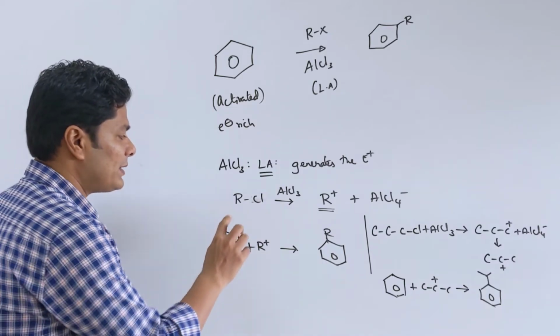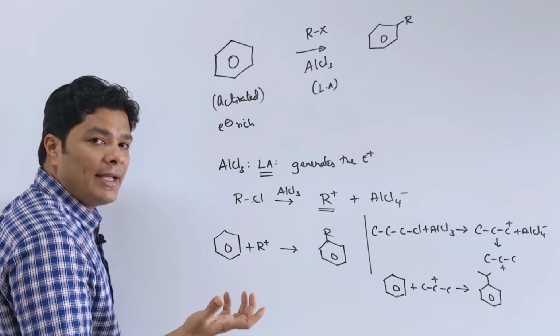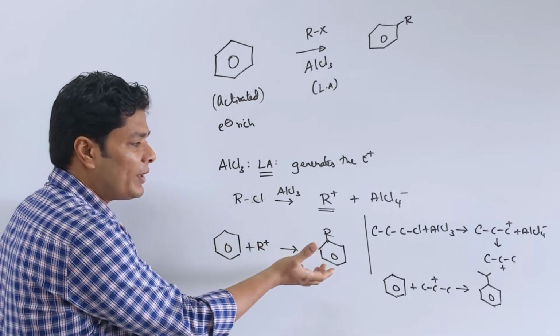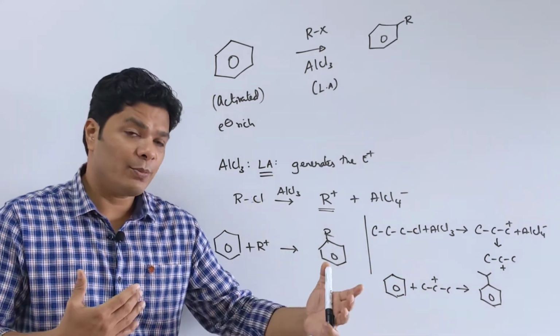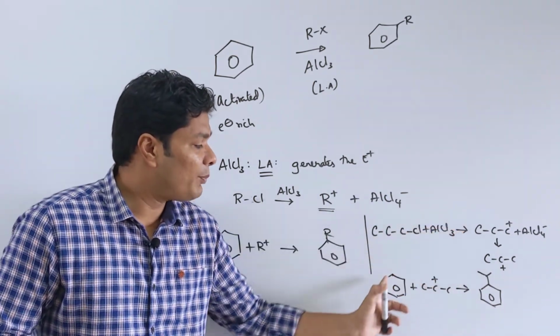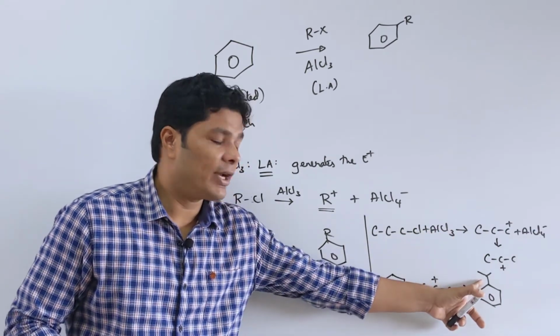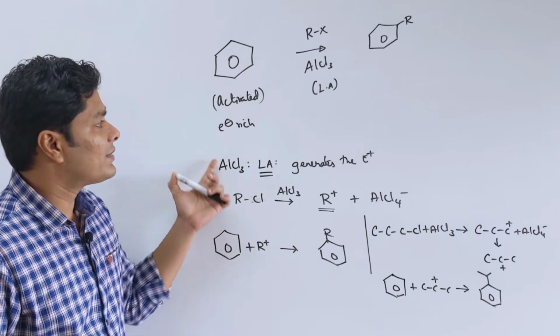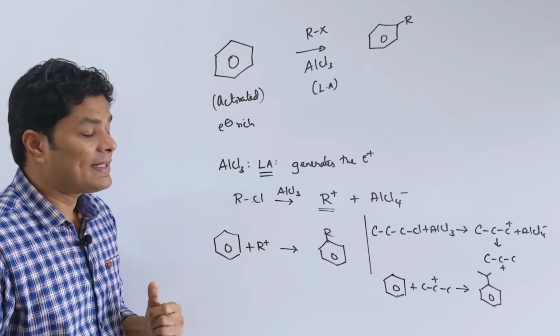All you have to do is look at the R group that is given. If they give you methyl or ethyl, you don't have to worry because there is no rearrangement. The moment they give you propyl or anything larger than propyl, you have to check whether it is possible to get a rearranged carbocation, and then just attach the rearranged carbocation to the ring. This is Friedel-Crafts alkylation.